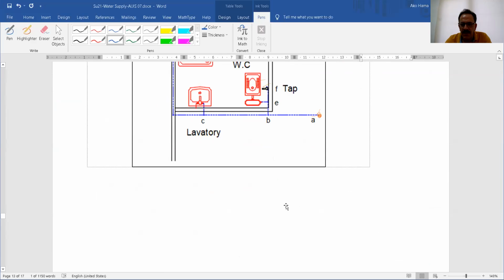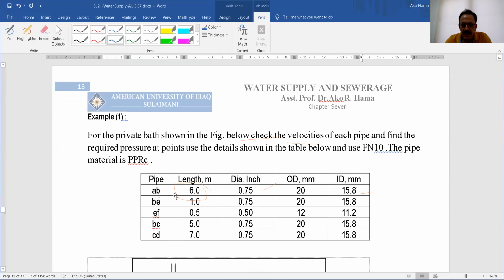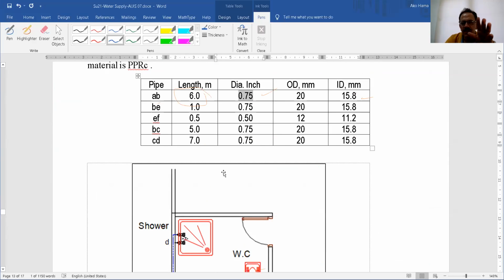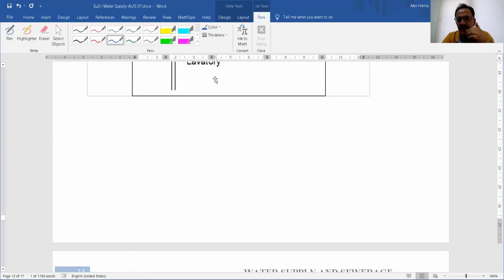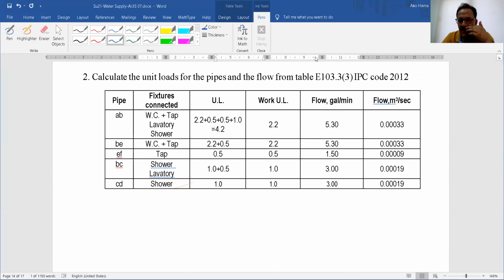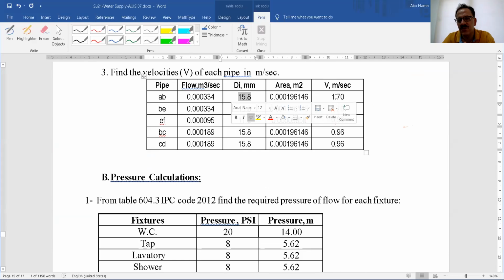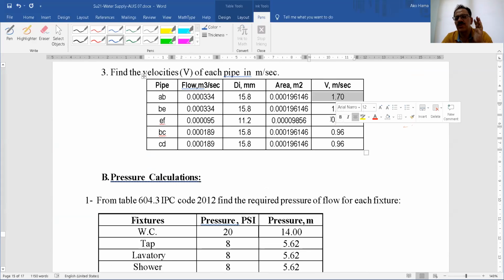Now for this pipe, we have AB, its diameter is 0.75. It means that you have the flow now, you have the diameter 0.75 inch, so you can find the velocity in this pipe. Now check for that velocity. Here's the velocity. It will be by dividing the Q by the pi d square, which comes to 1.7 meter per second, which is a little bit higher than the 1.6, but it will not make a problem.